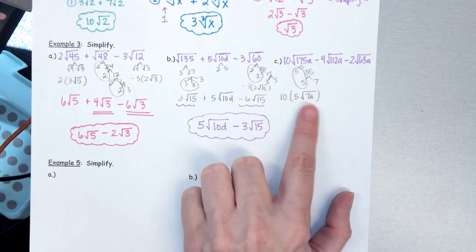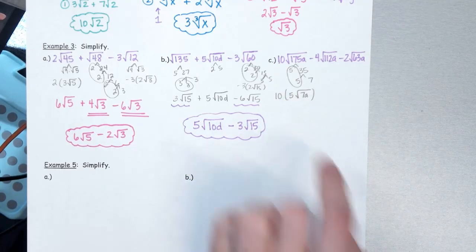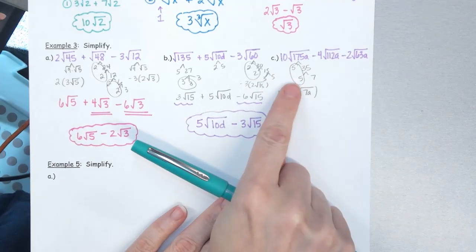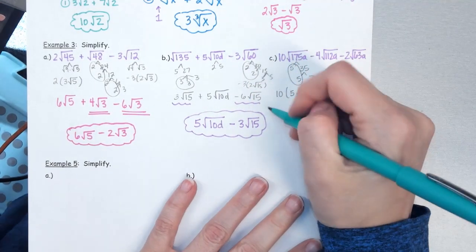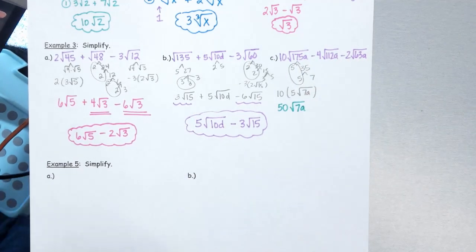I write this out like this, especially the first time through, so you can see where the next step is going to come from. Once you've done this a few times, you guys are going to be able to jump to just saying that, oh yeah, this is 50 square root of 7a, that's fine.